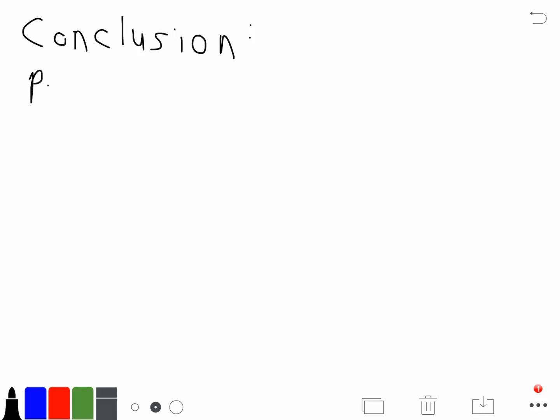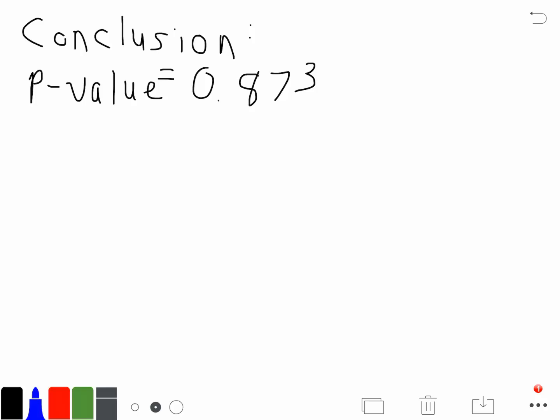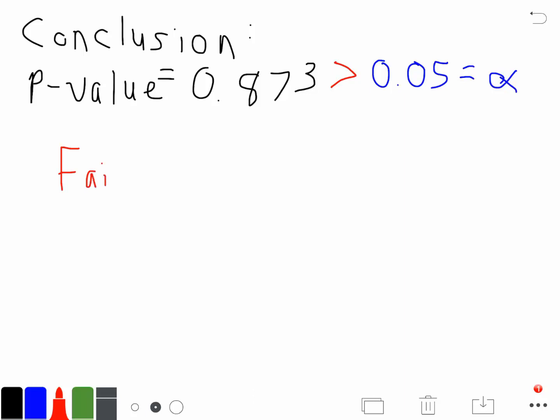We know that the p-value is equal to 0.873 approximately. And the reading told us that my level of significance is 0.05, which is the same thing as alpha. And hopefully we can all agree that 0.873 is bigger than 0.05. And if p-value is bigger than alpha, that means we will fail to reject the null hypothesis. We will fail to reject H0.